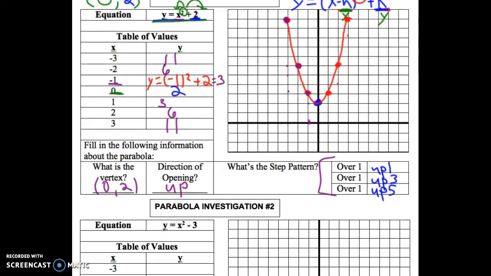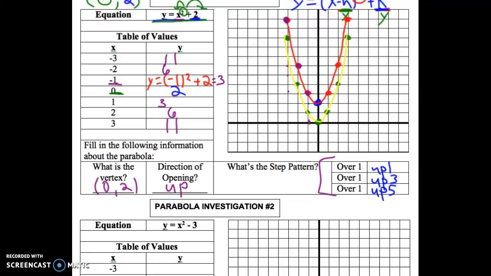So if I plot the vertex of the parent function 0, 0, and then use the step pattern, over 1 up 1, over 1 up 3, over 1 up 5, over 1 up 1, over 1 up 3, over 1 up 5, and I draw this. Let me draw it in yellow. You need to be able to tell me what's happening at every dot.